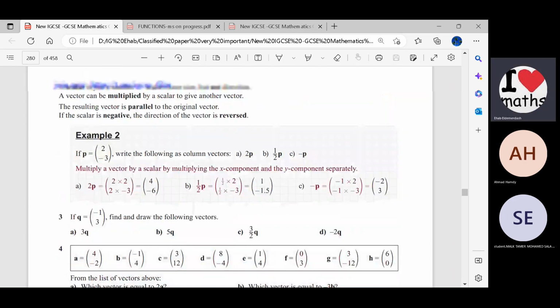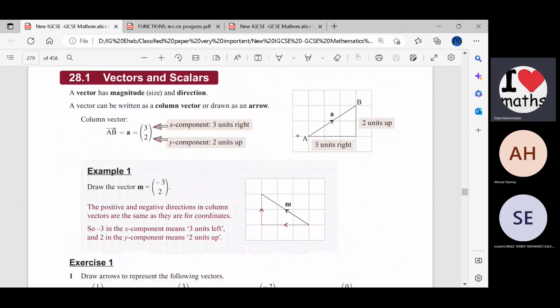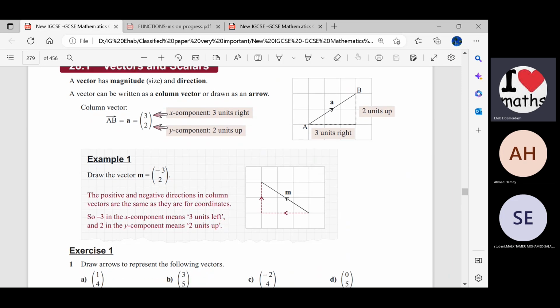Okay, have a look. This is the first part, related to the vector. We learned that the vector A can be measured as how many units we moved on the x-axis and how many units we moved on the y-axis. That was the definition. And we can find this from subtraction between the end and the beginning. Draw the vector which is -3 and 2, for example. This is how to draw it.